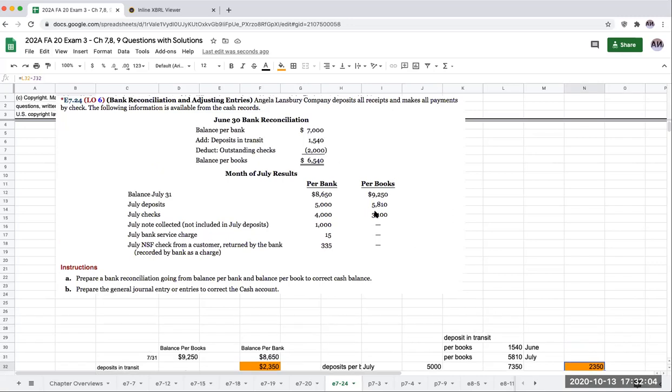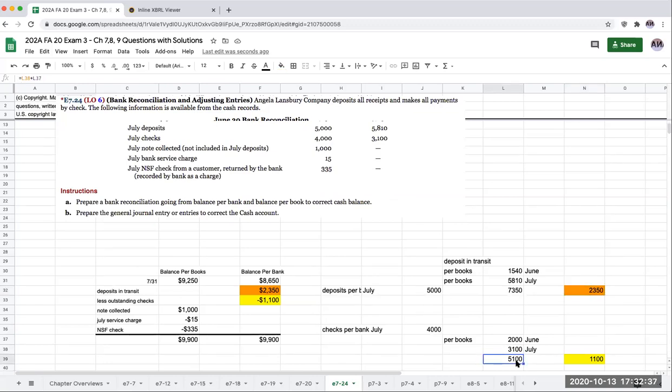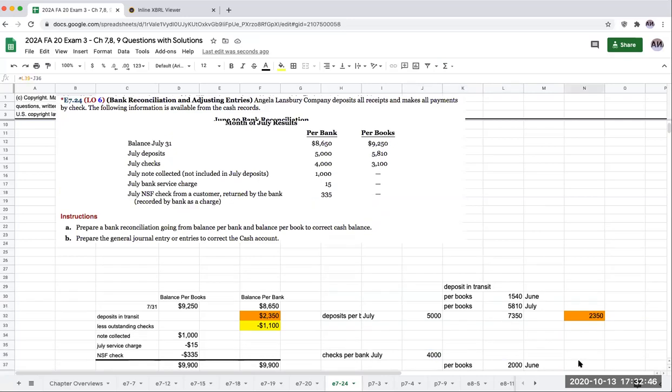Let's look at outstanding checks. Here, I don't know what actually cleared the bank. Was this any part of the 2,000? And even here, because I only wrote 3,100, this amount is higher, so I know it has to include some of the earlier checks. So I need to ask, what were the checks that I wrote? I've got my outstanding checks of 2 grand plus the checks that I wrote during the month of 3,100. So this is the total amount of checks that I have out there. The bank only cleared 4,000. So my outstanding checks are 1,100.